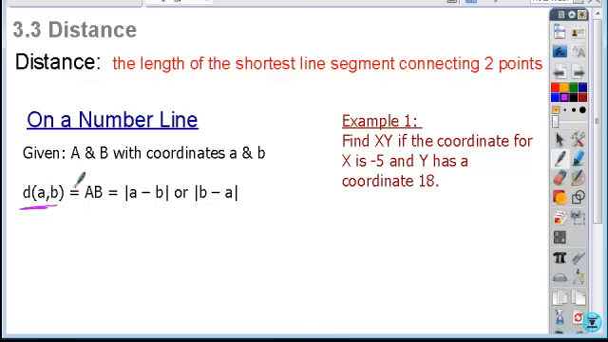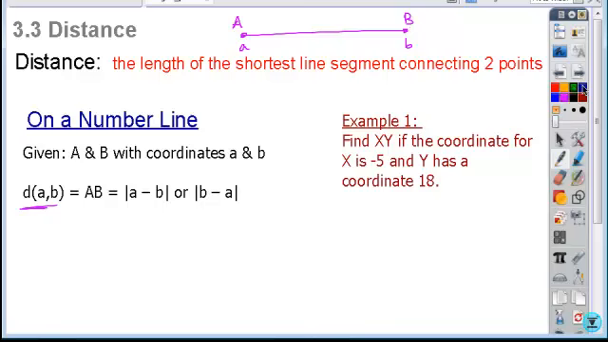One form of establishing distance. Okay, so let's say we take the points A and B up here with coordinates lowercase a and lowercase b. Okay, so the distance between these points is just this shortest segment that connects the two of them.